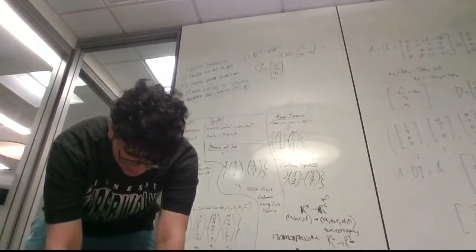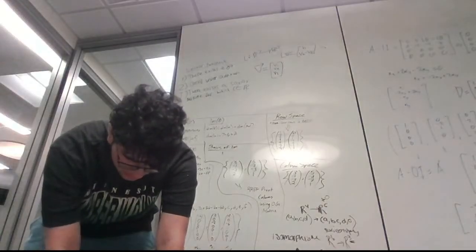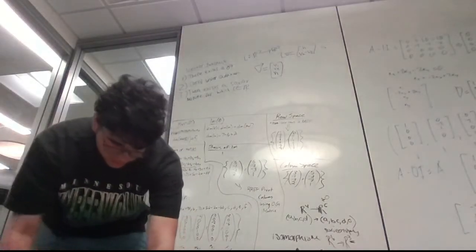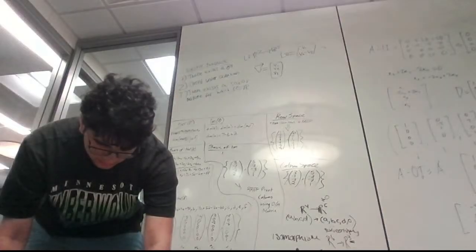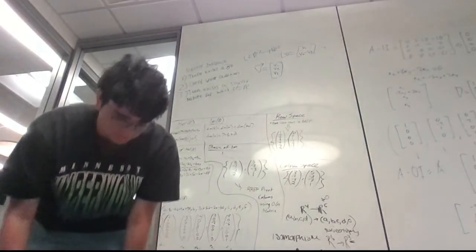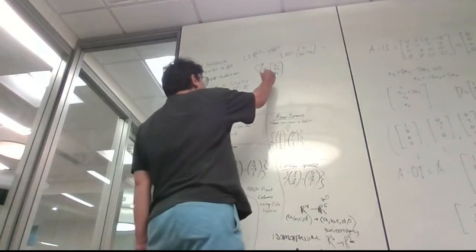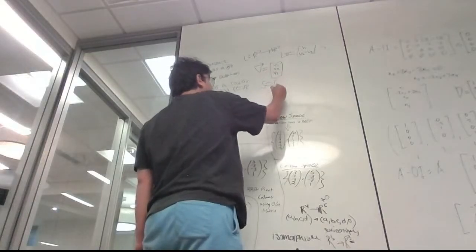And then, so let's say hypothetically, we have our subspace, and our subspace is the following, right?